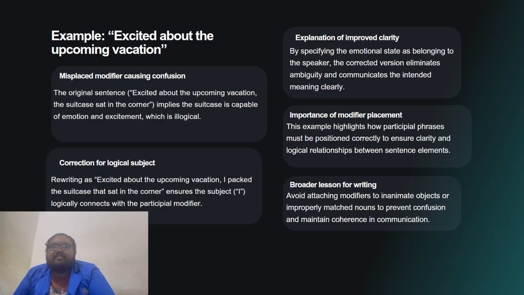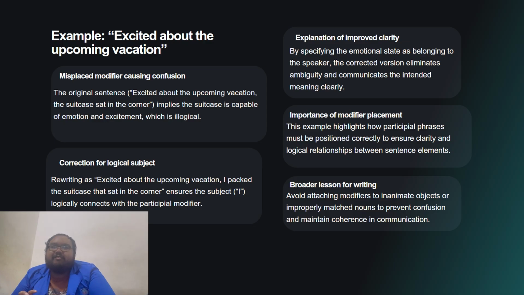And then there's another example again, like excited about the upcoming vacation. Misplaced modifier causing confusion in the sentence. The original sentence: excited about the upcoming vacation, the suitcase sat in the corner. This implies the suitcase is capable of emotion and excitement, which is illogical. Original logical subject.